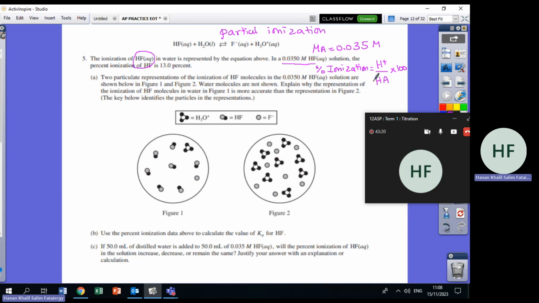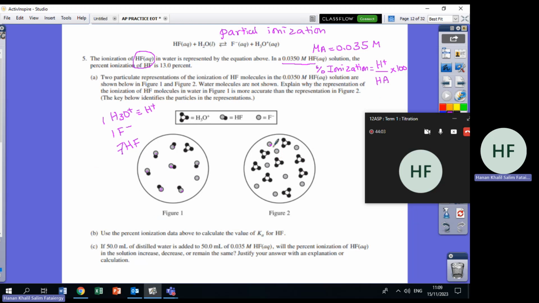So if I place this one with this one, I can find H+. Let's see the question. Two particle diagrams are represented below. Water molecules are not shown. Explain why the representation in figure 1 is more accurate than figure 2. In figure 1, we have gray and black, which means HF. I have 1, 2, 3, 4, 5, 6, 7 HF, and one F-. And I have H3O+, which is the same as H+; remove the H2O and it becomes H+. So I have one H+.